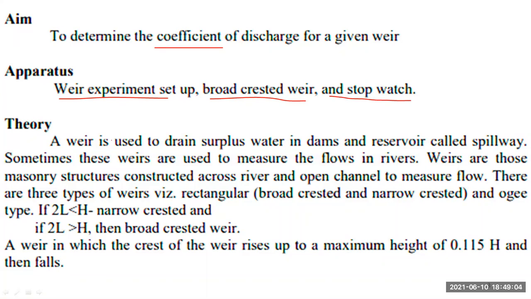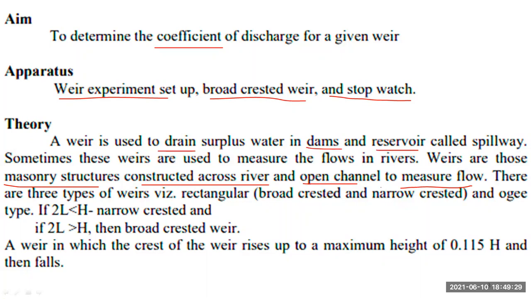Coming to the theory, first of all, what is a weir? A weir is a masonry structure which is constructed across a river or an open channel to measure the rate of flow, that is, to measure the discharge. Sometimes a weir is also used to drain out the excess water from a dam or reservoir.